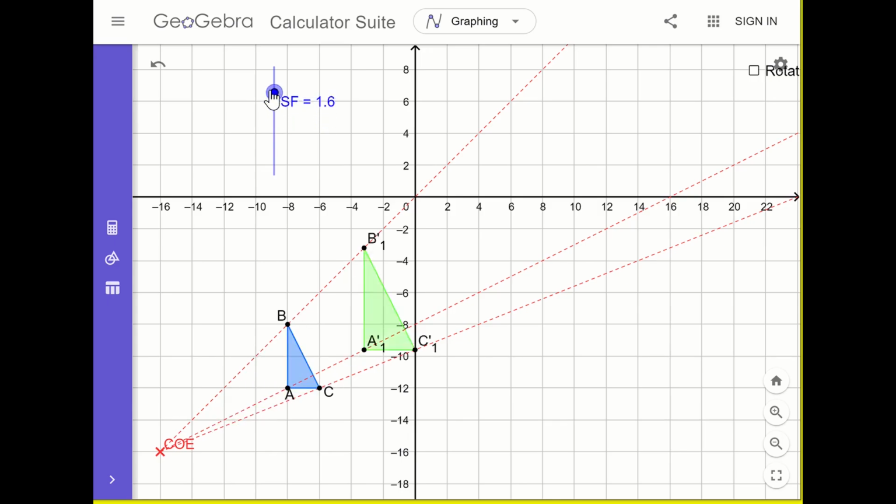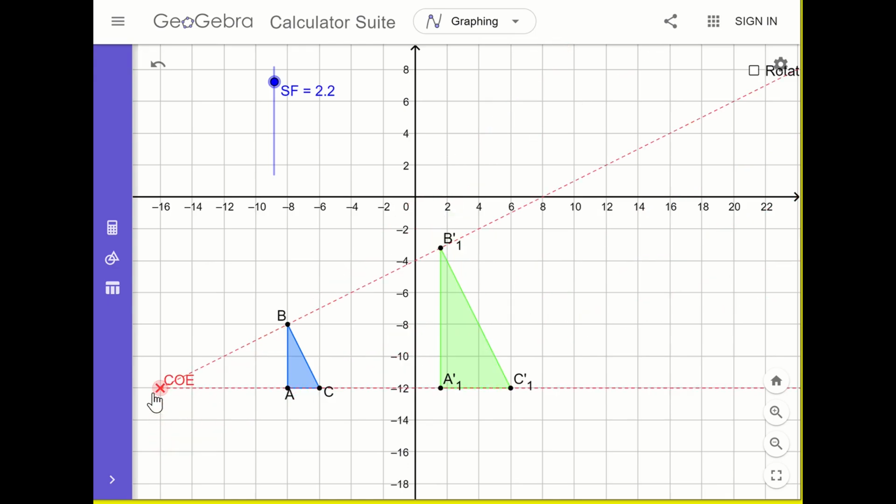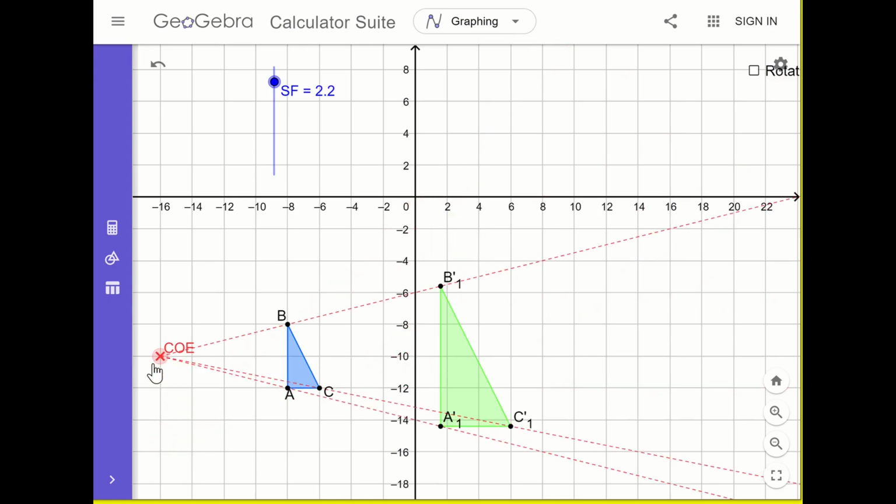It gets smaller. You can see it's getting smaller and bigger. And also, as you change the center of enlargement, that changes where it ends up. The ray lines are moving, so they are helping to define it. The center of enlargement is uniquely defining where the final enlargement is.